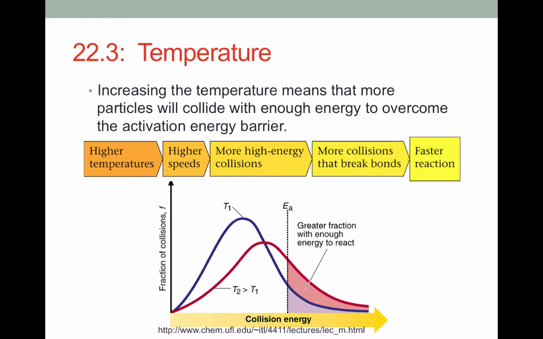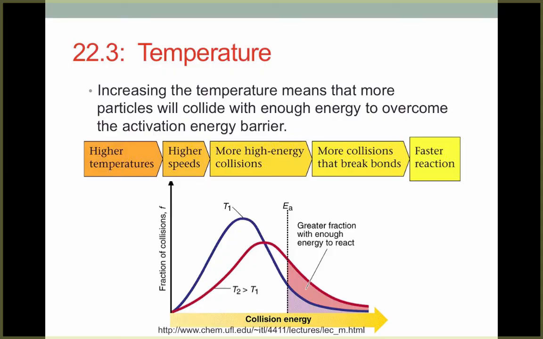Looking at this bell curve here, we see that at the lower temperature, T1, very few of the collisions have enough energy to overcome the activation energy barrier, so very few collisions will be effective. However, at higher temperatures, T2, more of our collisions will have sufficient energy to be effective.